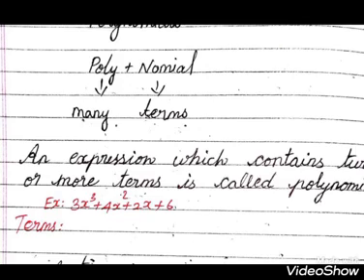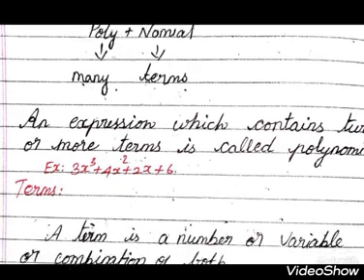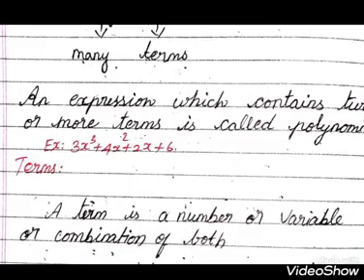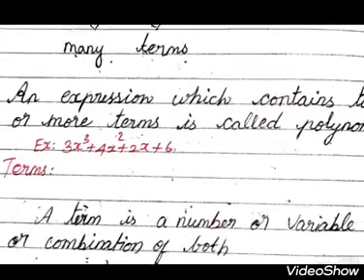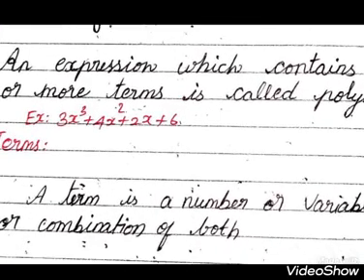So first I have to explain about terms. So what is meant by terms? Term is nothing but a number or a variable or a combination of both. What is meant by number? Number means 1, 2, 3, 4, 5. These are the numerical values. We say it is a number, and variable means alphabet letters. We say it as a variable. Or we have to make a combination of both number and variable.